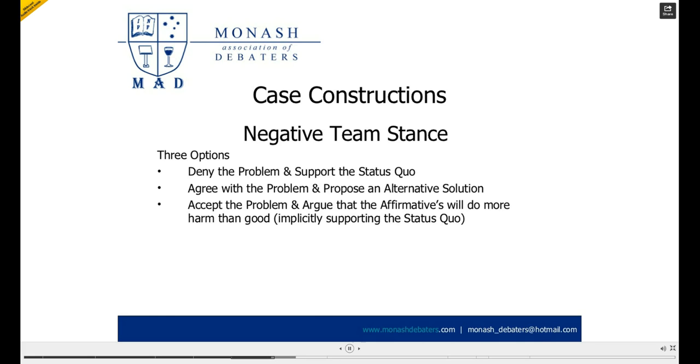Cool. Does that make sense to everyone about how those three can work? Cool. So yeah, they're your options as a negative team. And so what I was saying before, affirmative teams will almost always have a model. Negative teams will only ever have a model if they go with number two. So, yep, there's a problem. Here's our solution. So you have two models engaging with each other.